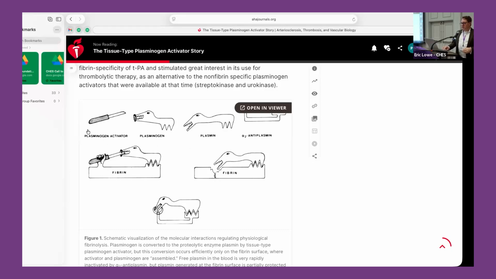So here's plasminogen activator, the little knife. That's like TPA, tissue type plasminogen activator. That's what we inject into people who are having a stroke when we want to get a clot gone right away. You can give that.